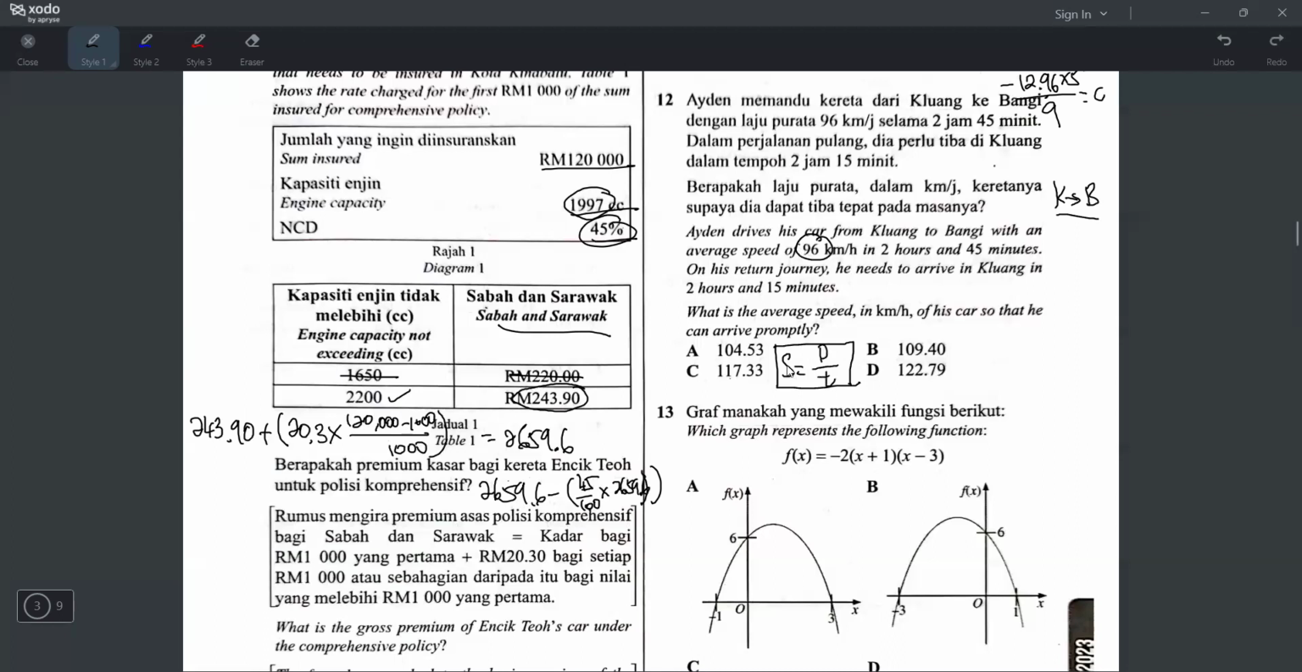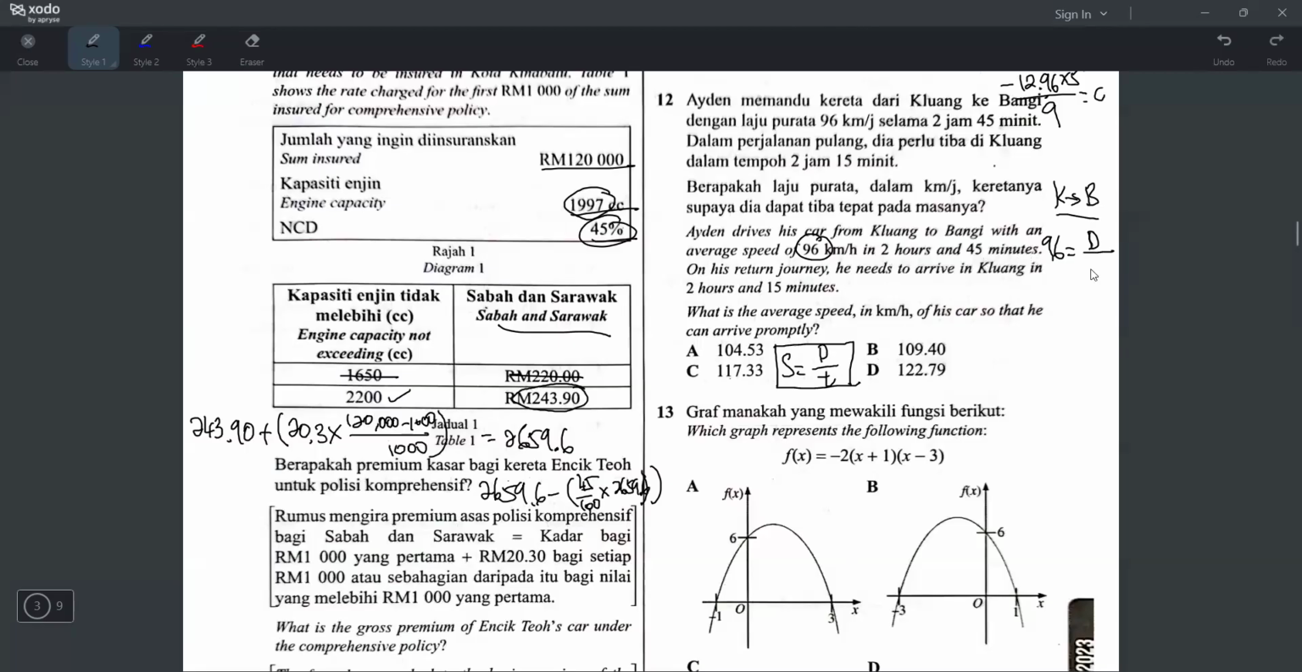Tapi ini average speed, right? So you will take the total distance lah and then divide with total time. So the speed is 96 equals the total distance over total time. Okay, total distance saya mau cari, so tak ada. So I just call it D for now. The total time is 2 hours 45 minutes.